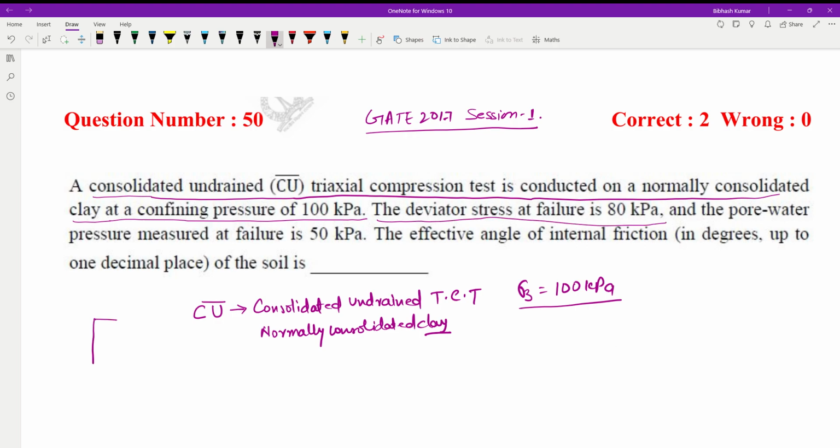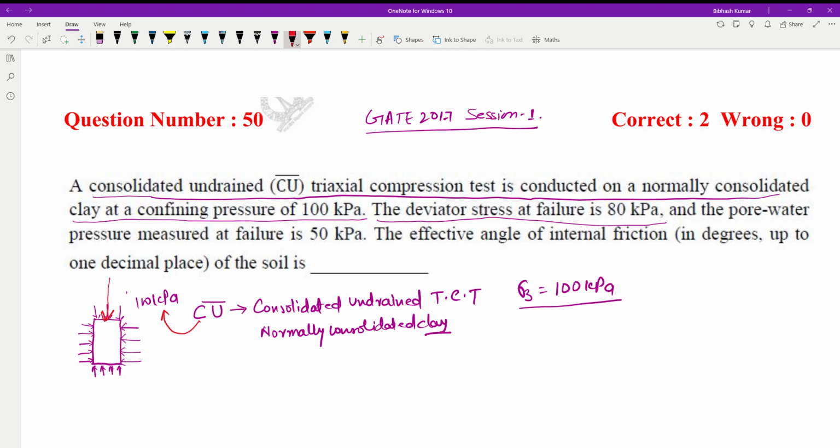Suppose this is the soil sample and the soil sample is normally consolidated. First of all, you have applied a confining pressure all around the sample. So I have also applied a confining pressure all around the sample and its magnitude is going to be what? 100 kPa. So this is the 100 kPa. Now after this stage, that is the consolidated stage, after that you have applied a deviatoric stress.